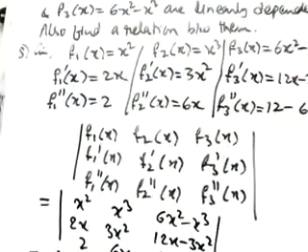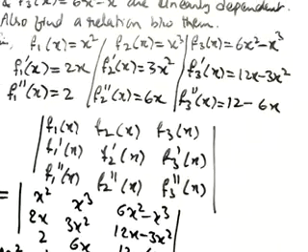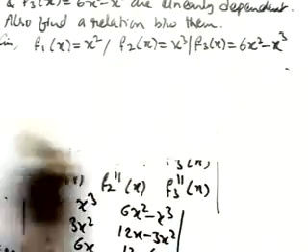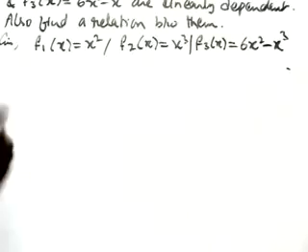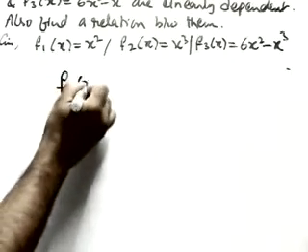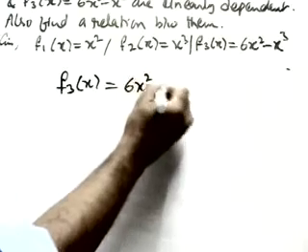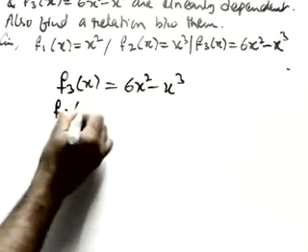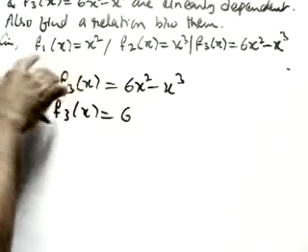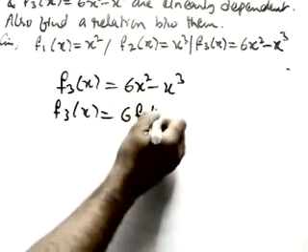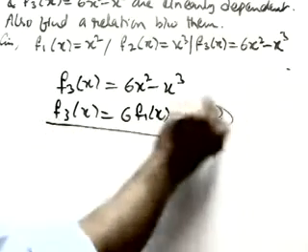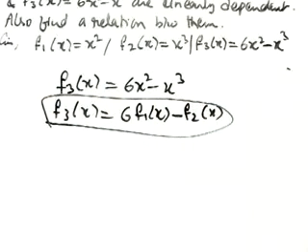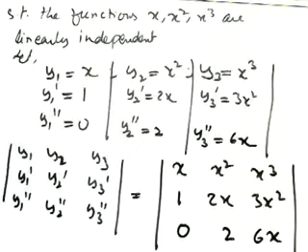Also the question is written to find the relation between them. So you see here, let me write a relation very easy here. Watch carefully. We have f1 as x square, f2 as x cube, and f3 of x is 6x square minus x cube. F3 of x equals 6 into x square, x square is f1 of x, minus x cube is f2 of x. So this we call the relation between f1, f2 and f3.